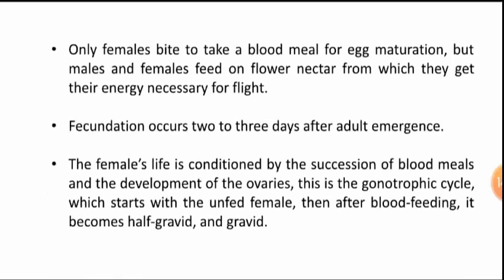Only females bite to take a blood meal for egg maturation, but males and females feed on flower nectar, from which they get the energy necessary for flight. Fecundation occurs 2 to 3 days after adult emergence, and the female's life is conditioned by the succession of blood meals and the development of the ovaries. This is the gonotropic cycle, which starts with an unfed female. Then after blood feeding, it becomes half gravid and gravid.